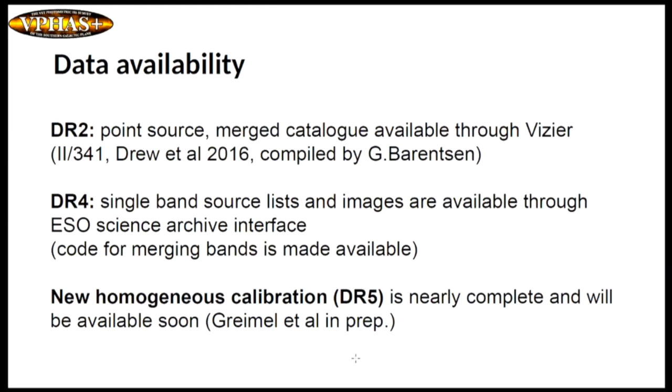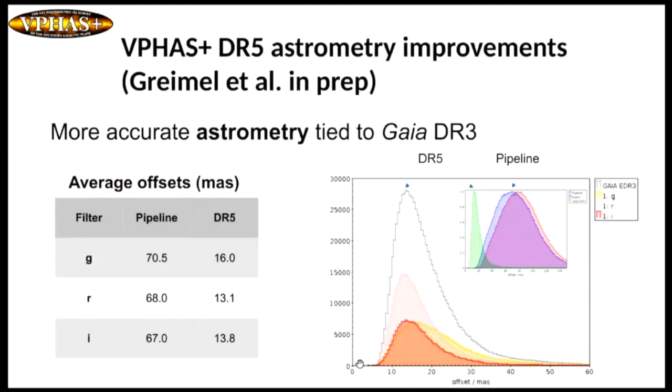And now we are projecting this new one, which is the homogeneous calibration of the whole survey. And Robert Greimel is leading the project, and there will be a paper, hopefully in 6 months, describing it. So first of all, the attempt is to improve the astrometry, because the astrometry coming out from the pipeline was registered on the 2MASS frames.